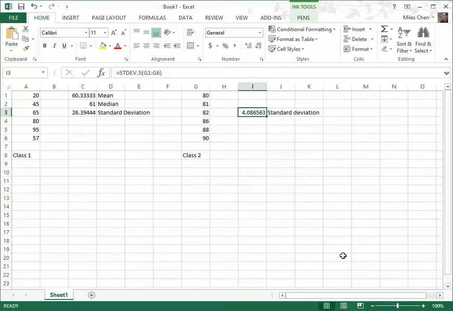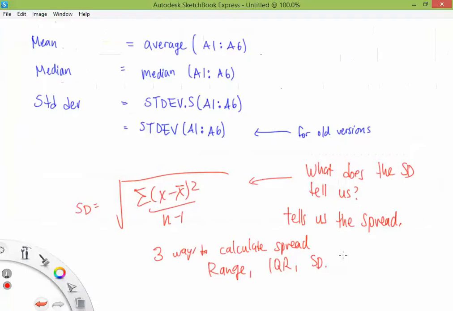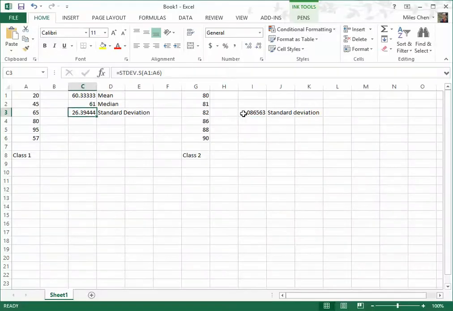when we want to calculate standard deviation, we just ask the computer, do it for me, rather than trying to use this formula and maybe making a mistake somewhere along the way. We just say, hey, computer, you're good at this stuff. Find the standard deviation for me, okay? And it says, oh, standard deviation 4.08, standard deviation 26.394, okay?